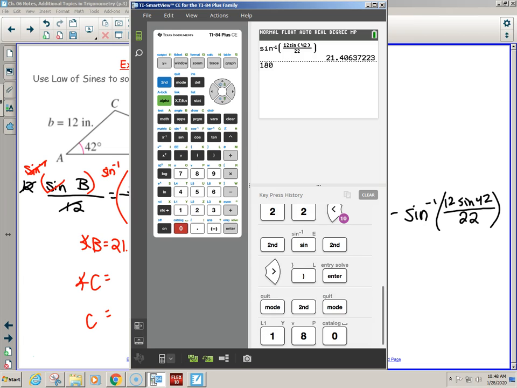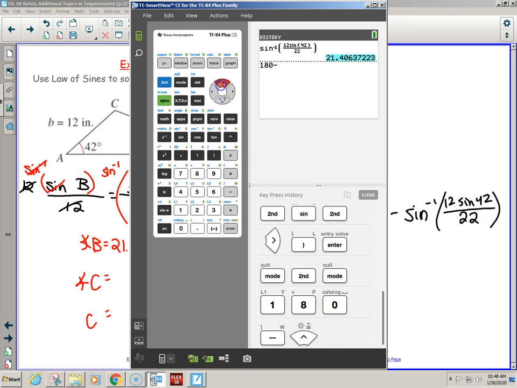Now this is a little weird because 180 is also how many degrees are in a triangle, but that's not what I'm doing. I'm not finding angle C right now. I'm not adding the initial 42 with the new 21-ish and figuring out the third angle. I'm just saying, for an obtuse triangle, what if it was acute? Okay, cool, sine inverse. What if it was obtuse? 180 minus sine inverse. It could have been on either side.